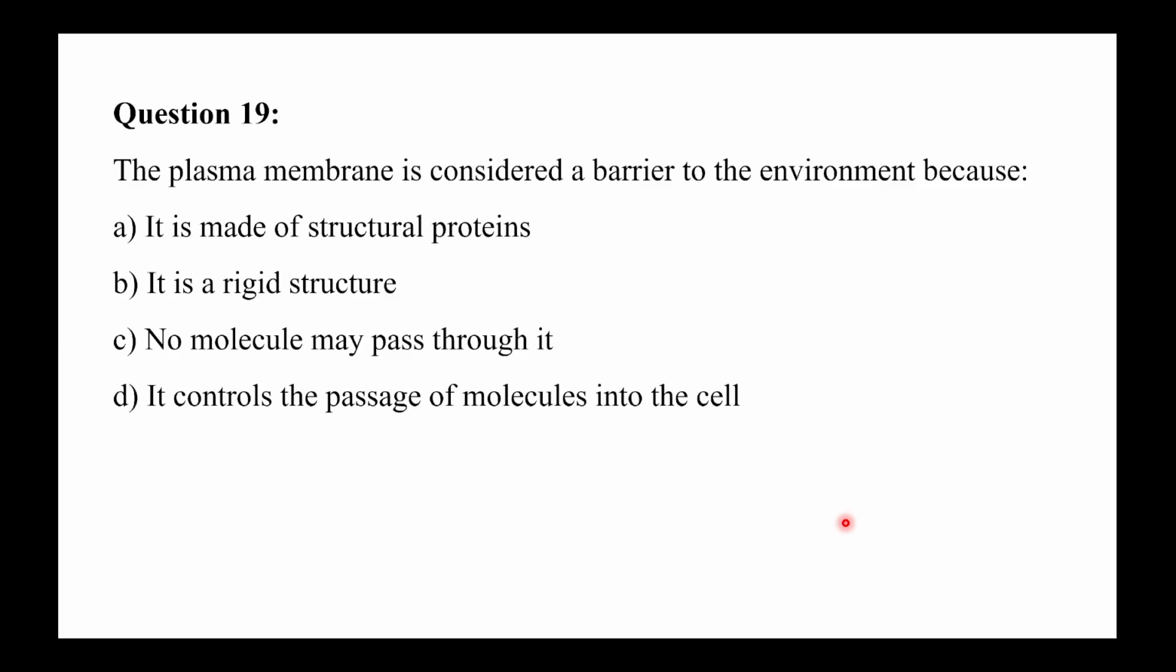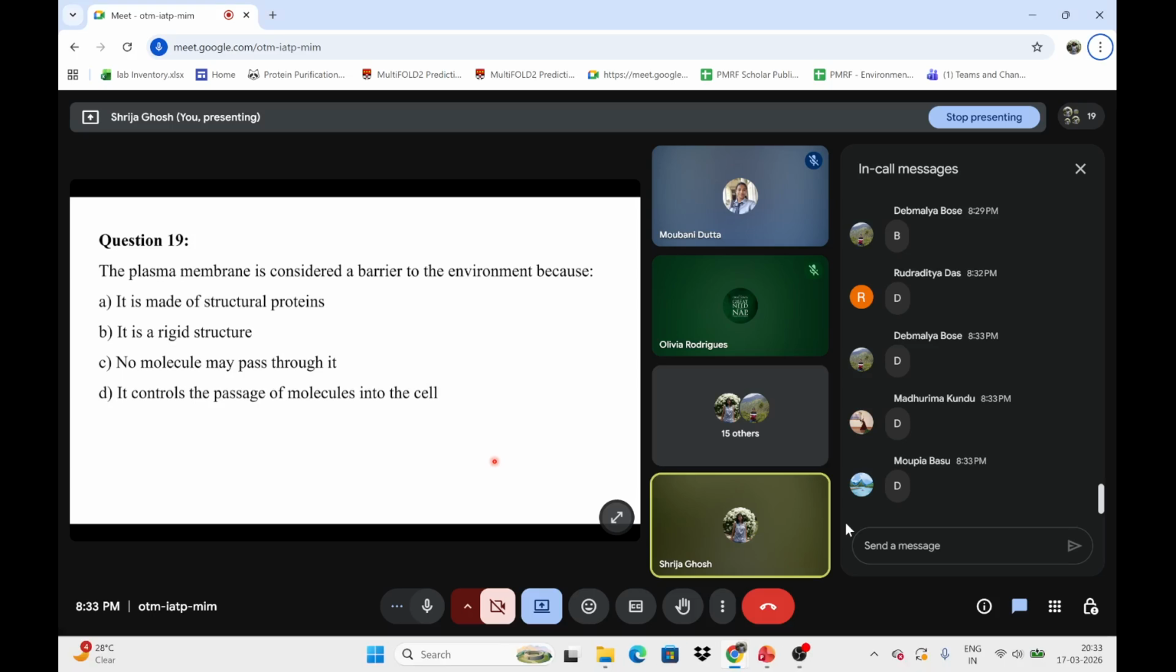Question number 19. The plasma membrane is considered a barrier to the environment because: option A, it is made up of structural proteins. Option B, it is a rigid structure. Option C, no molecule may pass through it. And option D, it controls the passage of molecules into the cells. Why is the plasma membrane considered a barrier? I can see 4-5 answers in the chat box. All of them are option D. It controls the passage of molecules into the cells.